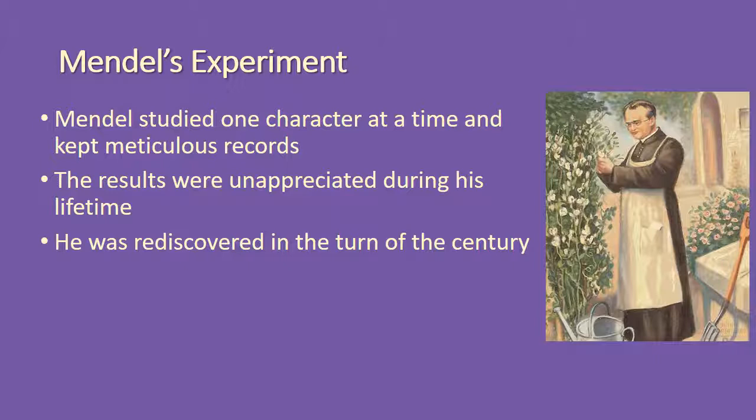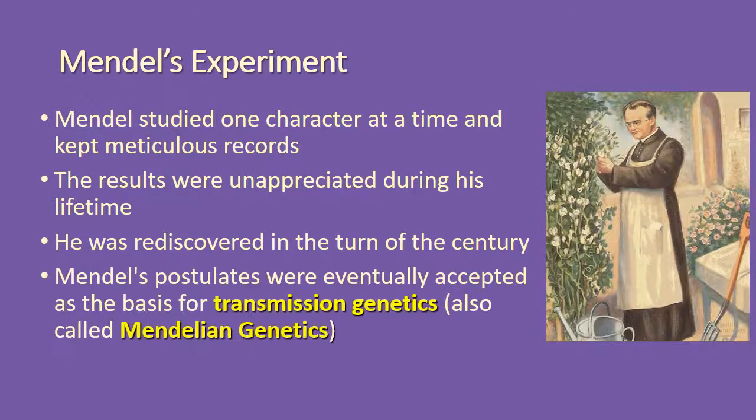And a big part of doing research is you go and you look at literature, published literature, to see what other researchers have published. And so these researchers recognized that Mendel had already discovered all this. And so he finally got the credit he deserved for all the work that he did. And his postulates were eventually accepted as the basis for transmission genetics. And in fact, he was such a big part of that that we also call it Mendelian genetics.